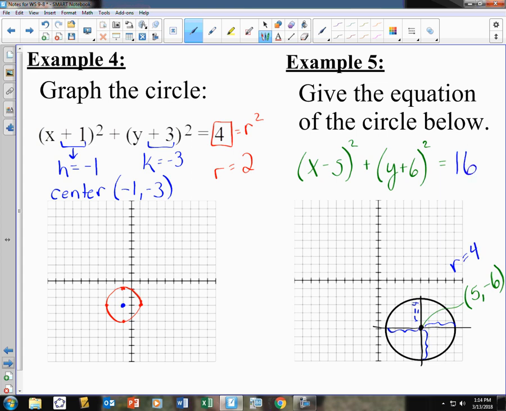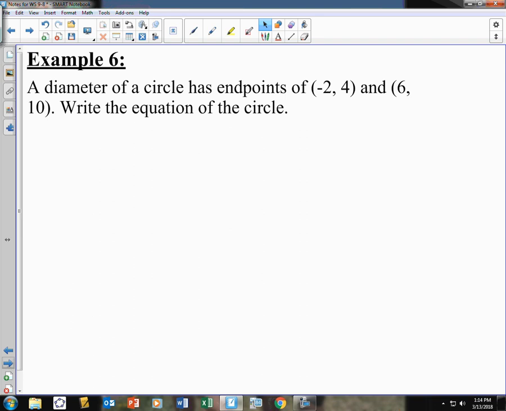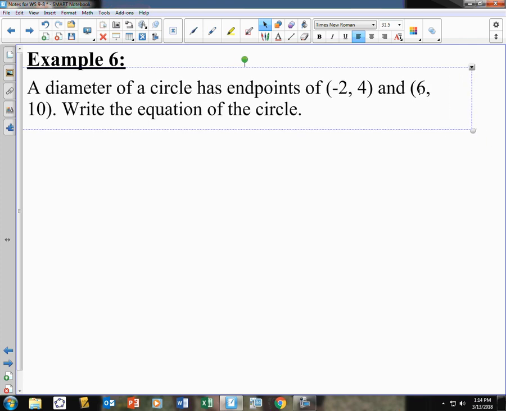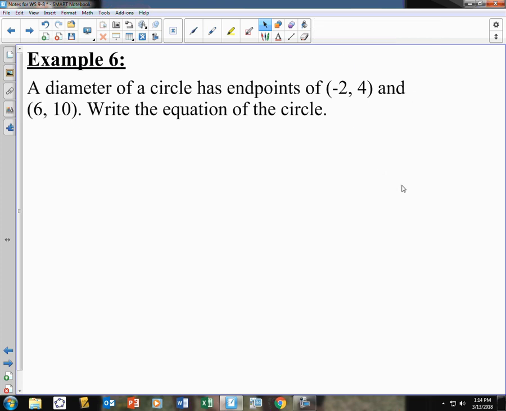All right. So, this next problem is going to require a little bit more work with these numbers. And I'm going to fix this for just a second. Let's see if I can get the 6 and the 10 to work out a little bit nicer. Nope, it's not going to let me. There we go. Okay. The diameter of a circle has endpoints -2, 4, and 6, 10. Write the equation of a circle.